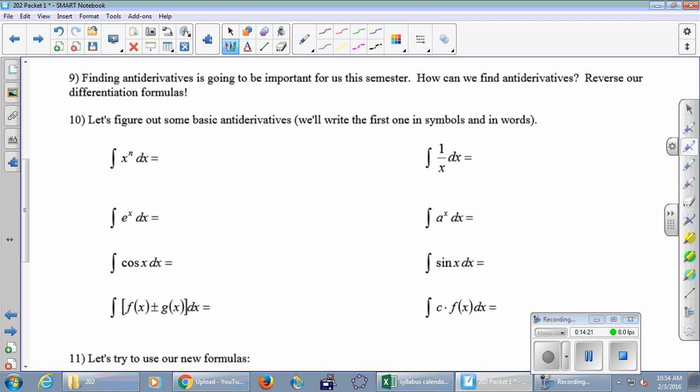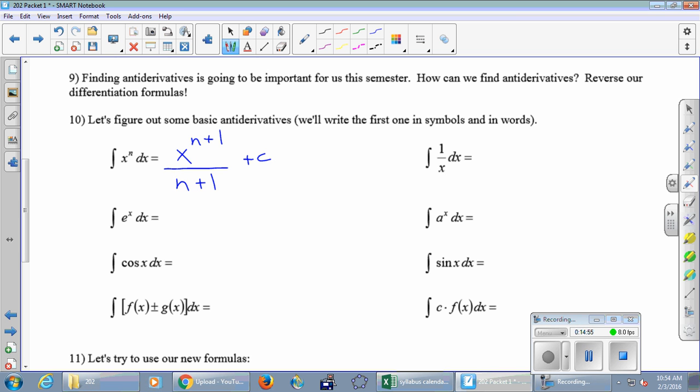Okay, integral of x to the n dx. This is just doing the opposite of the power rule. Power rule says you take the power, you bring it down in the front, and you subtract 1. That's the derivative rule. We have to do the opposite. We have to add 1 to the power. And then, given that power, when you take a derivative, is going to come down, we need to put something in here that's going to kill that thing before it comes down. So x to the n plus 1 over n plus 1. Don't forget plus c.